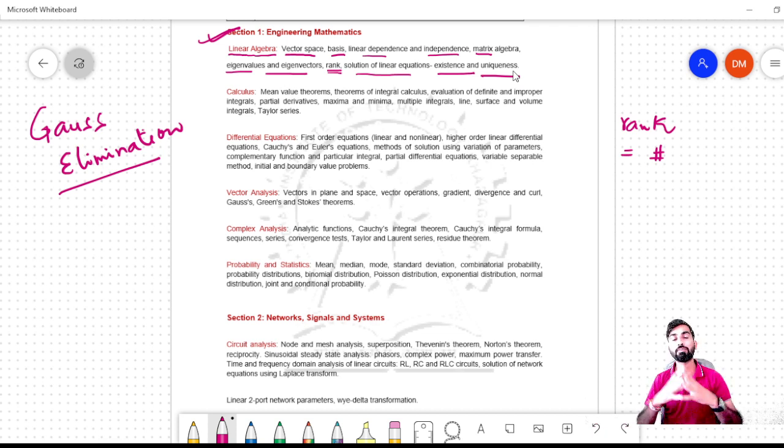Okay, suppose a system of linear equations is given, right? What are the conditions where you will get a unique solution? What are the conditions where you will get no solution? Or what are the conditions where you will get infinitely many solutions, right? And you need to understand the meaning of non-trivial solution and trivial solution, right? And the meaning of consistency and inconsistency, all these things, right? So in linear algebra, these are the important topics, right?